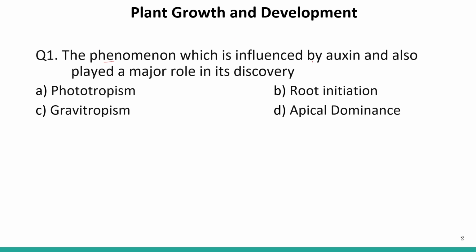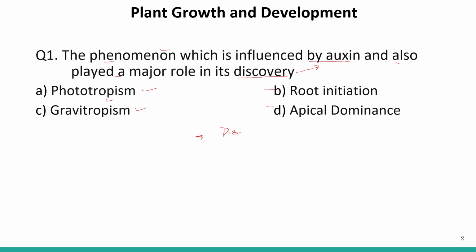Here they are saying the phenomenon which is influenced by auxin, and also played a major role in its discovery, meaning the discovery of auxin. We have to select the phenomenon, and the options are: first is phototropism, second option is root initiation, third is gravitropism, and fourth is apical dominance. So let's talk about the discovery of auxin first.